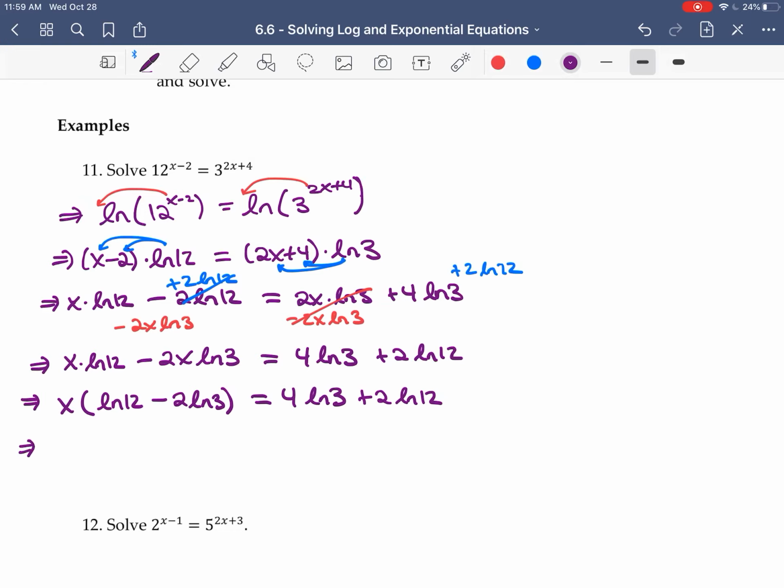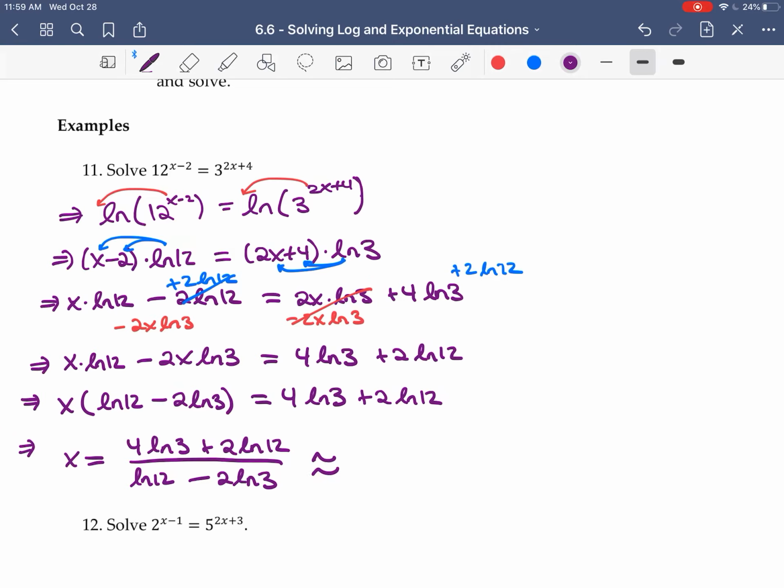And then I can just divide by that. So x is going to be 4 ln 3 plus 2 ln 12 over ln 12 minus 2 ln 3. Okay, now we could simplify this because 12 is 3 times 4, so we could break it up further, but there's no need. Okay, we can compute the number.